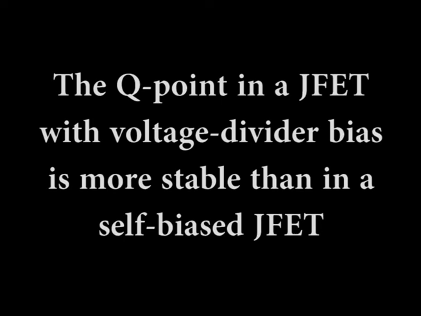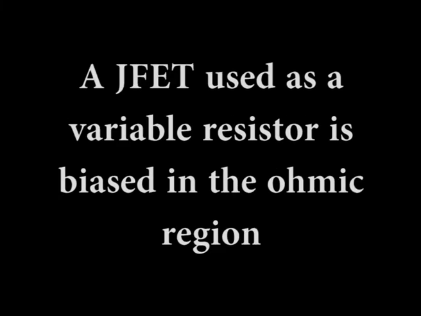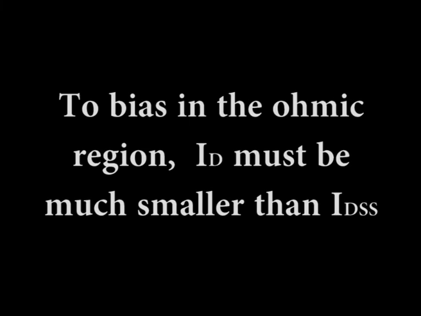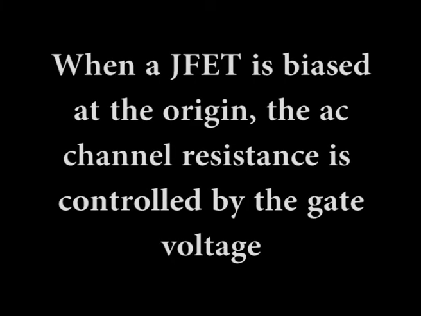So friends, here we come to the end of our discussion in this lecture and therefore we sum up. We learned that the Q point in a JFET with voltage divider bias is more stable than in a self biased JFET. Current source bias increases the stability of a self biased JFET. A JFET used as a variable resistor is biased in the ohmic region. To bias in the ohmic region, ID must be much smaller than IDSS. The gate voltage controls RDS in the ohmic region, and finally we learned that when a JFET is biased at the origin, the AC channel resistance is controlled by the gate voltage.